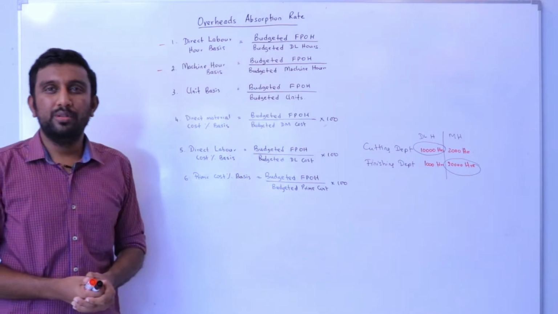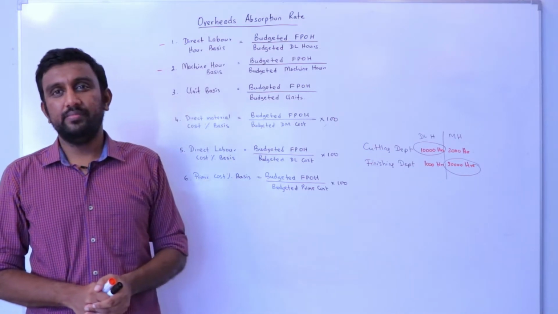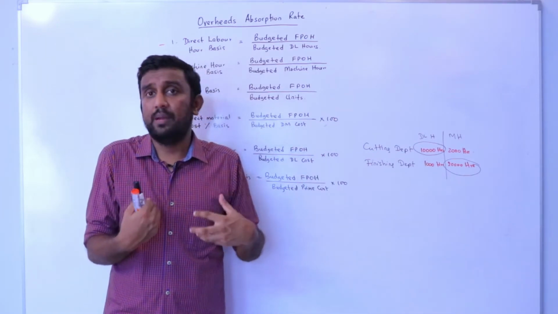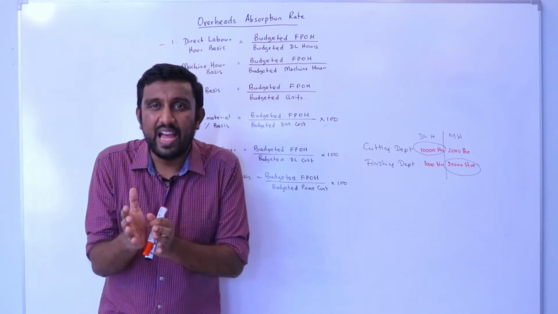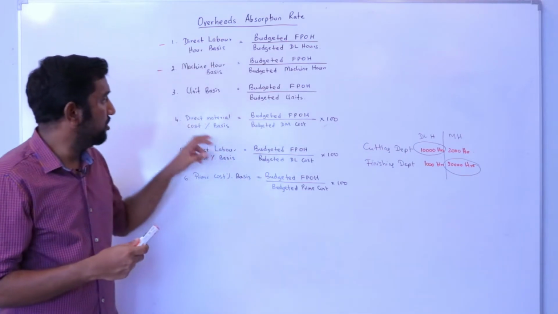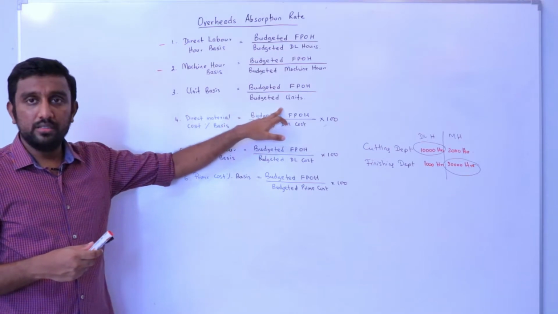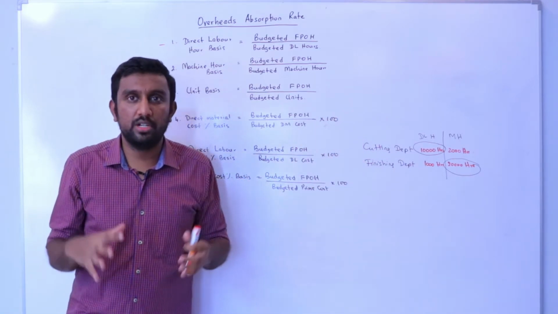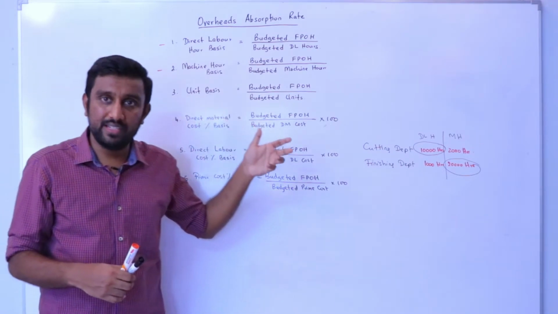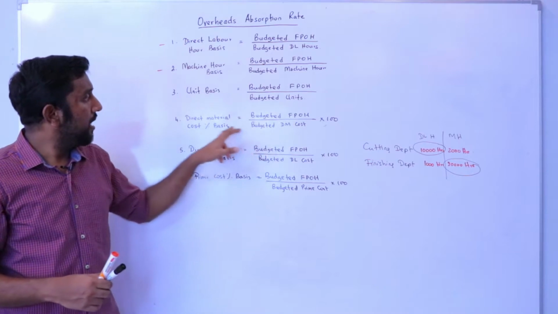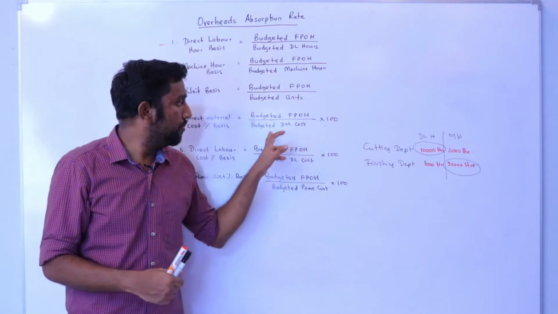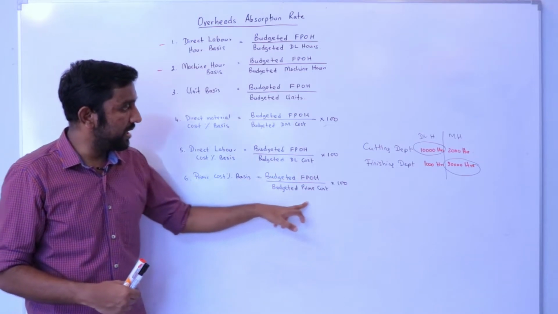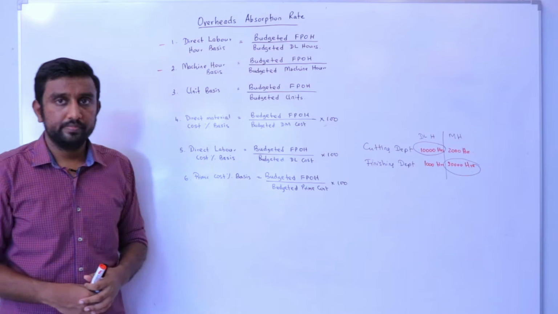Then the third one, unit basis. What does unit basis mean? Again, the same thing I already used, and I already told you that this base is wrong, but we still have it as one of the bases. So in the unit basis, I am dividing by the budgeted units, which is actually kind of wrong, but we make some assumption and do it. We are dividing by units. Then direct material cost percentage: we divide by the budgeted direct material. Then budgeted direct labor cost, then budgeted prime cost, multiplied by 100 because these are percentages.